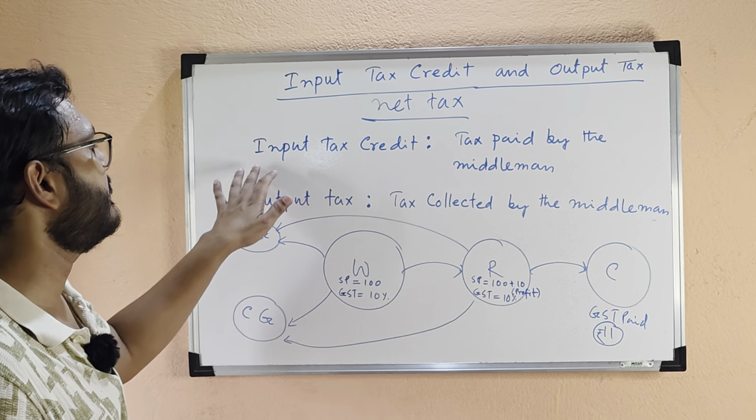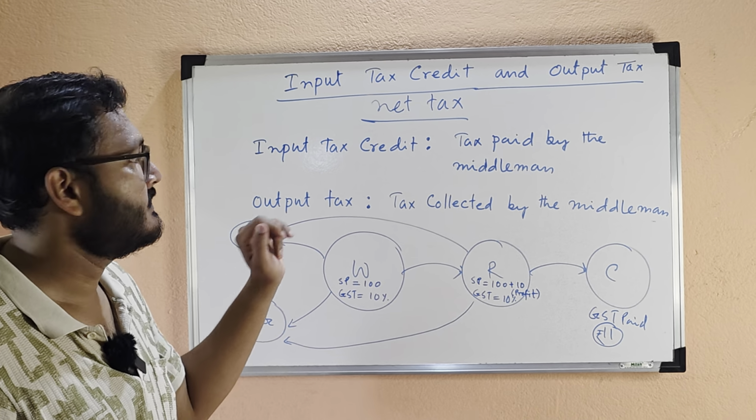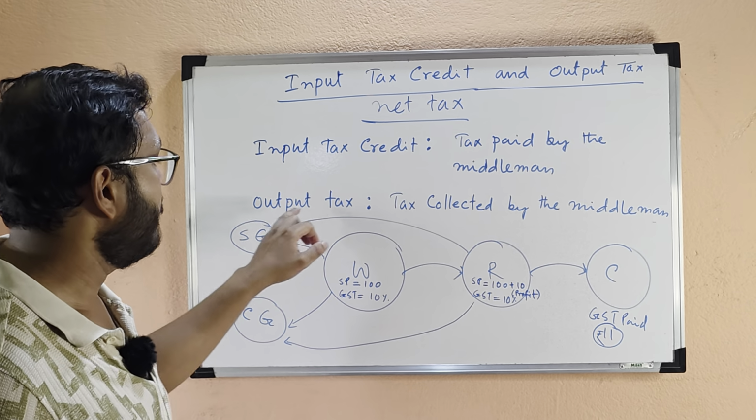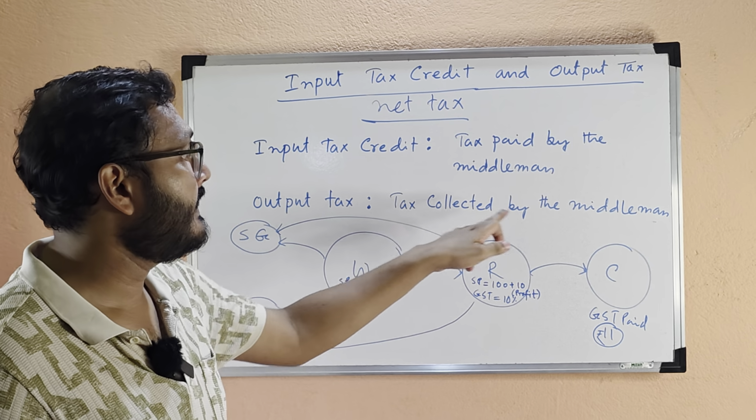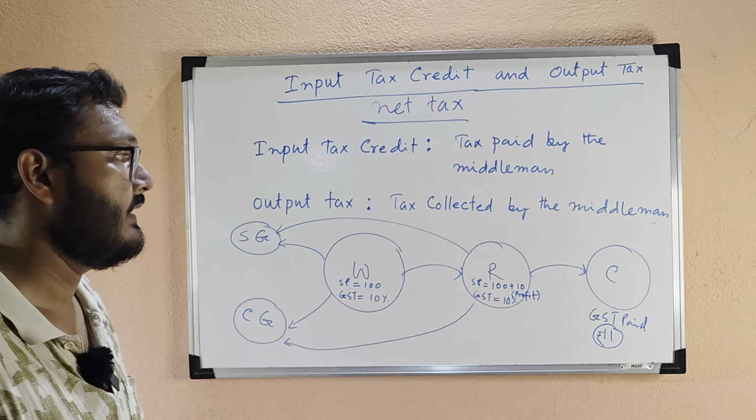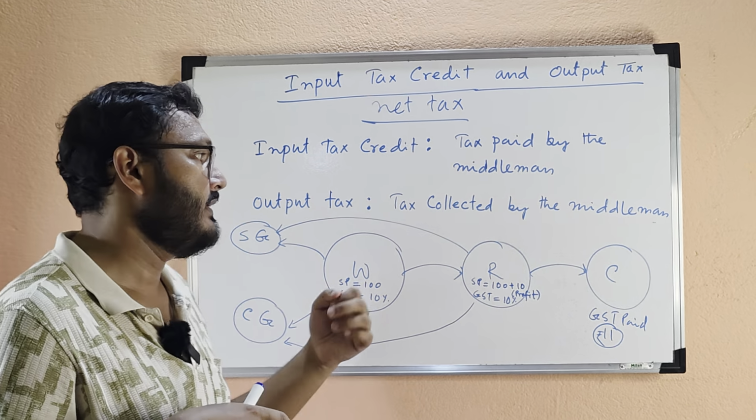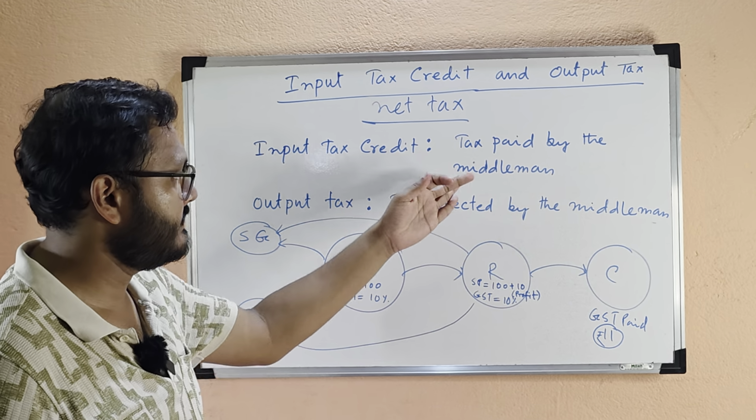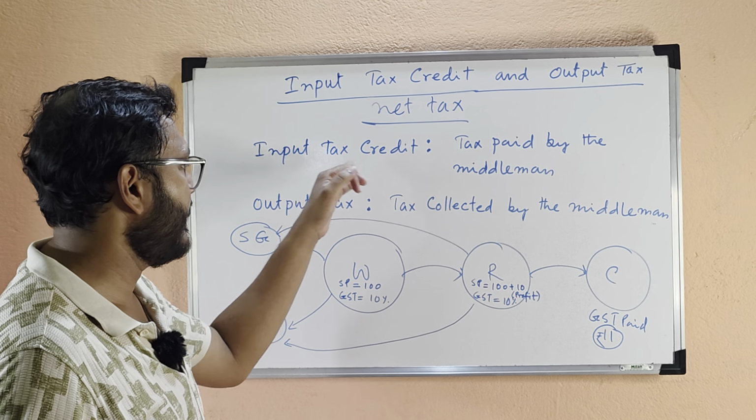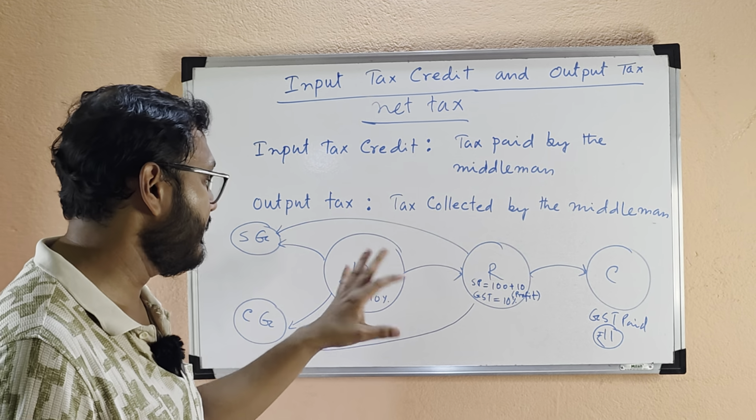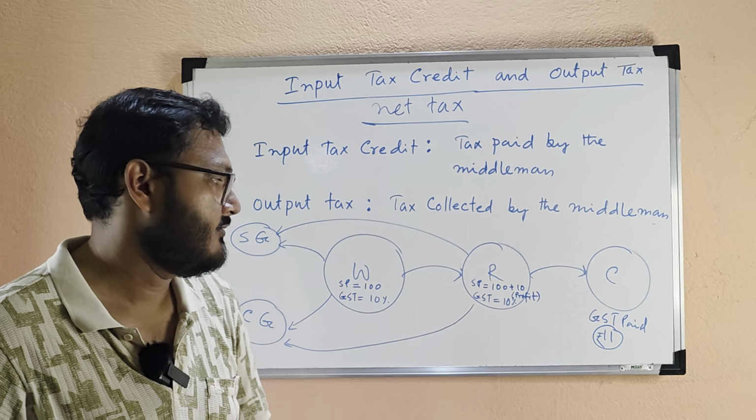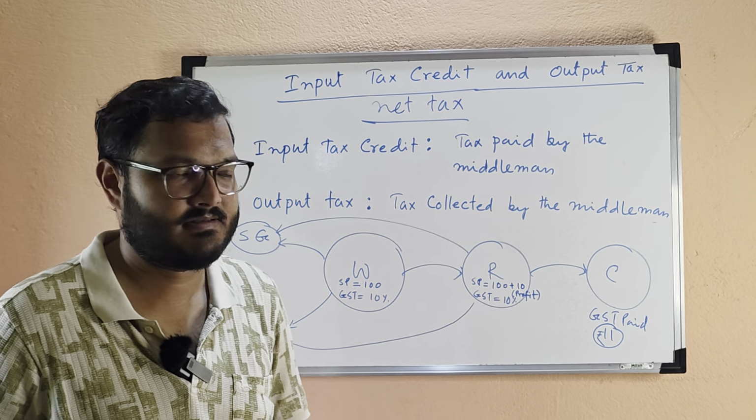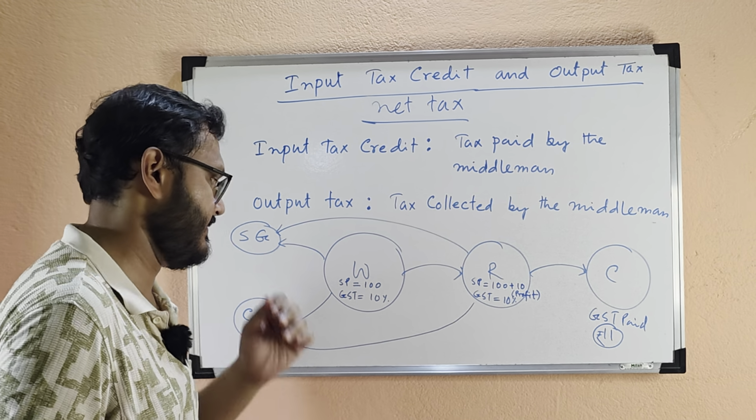So what is input tax credit and what is output tax? Input tax credit is tax paid by the middleman, and output tax is tax collected by the middleman. When he purchased the thing, how much tax he paid, that is input tax credit. By one simple example, we'll try to understand what is input tax credit, what is output tax, and what is net tax or tax liability.